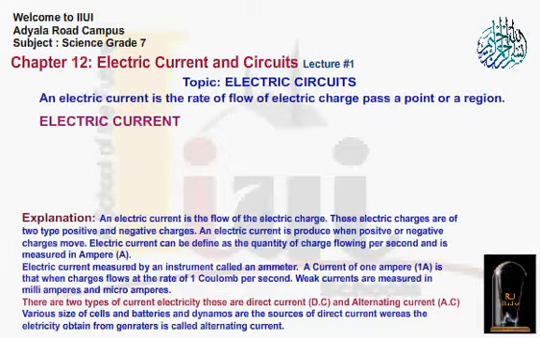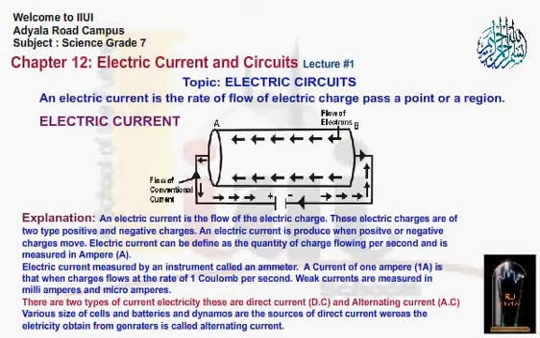Electric current. An electric current is the rate of flow of electric charge past a point or a region. Students, this concept is explained through diagram and explanation available on screen.